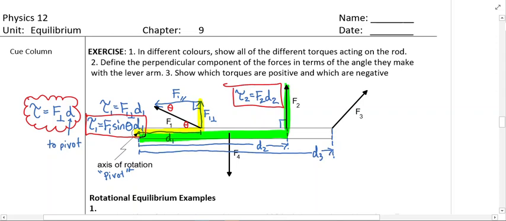But see how it's at an angle? We have to now break it up into its perpendicular component, F3 perpendicular, and its parallel component, F3 parallel. Now the parallel component never contributes to the torque. So to be honest, I don't even label this. I'll just leave this as an unlabeled vector because it doesn't contribute to torque.